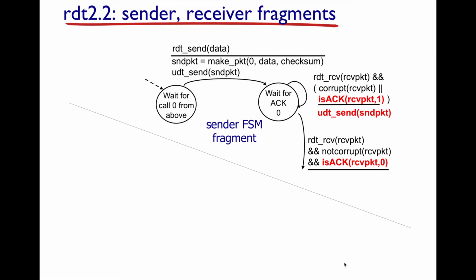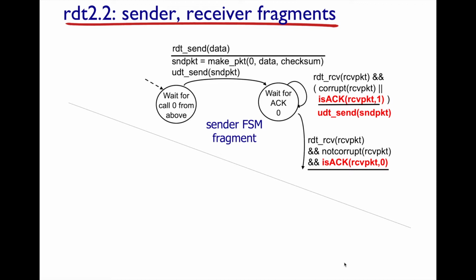Now, of course, you need some buffer space in order to save that packet because you might need to resend, you being the sender side transport layer. So if it's corrupt, you do UDT send, you resend that packet that has been saved. And if it is an ACK, it's not corrupt, but that ACK is not the acknowledgement for packet 0, then it's going to also resend. Okay, so then the other edge, that means it got the ACK that it's waiting for.